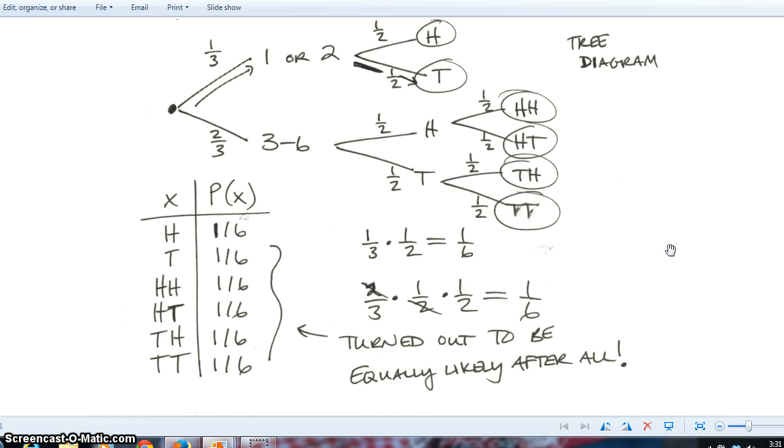But there's an important difference. In the case of rolling the fair dice or tossing the fair coins a certain number of times, we were assuming at the beginning that those were equally likely.